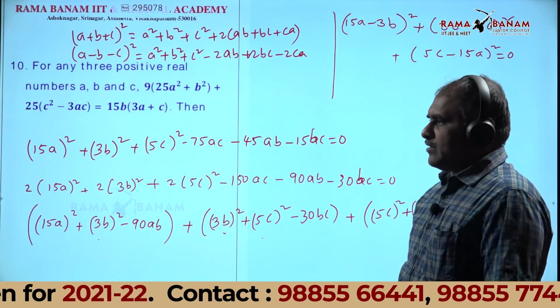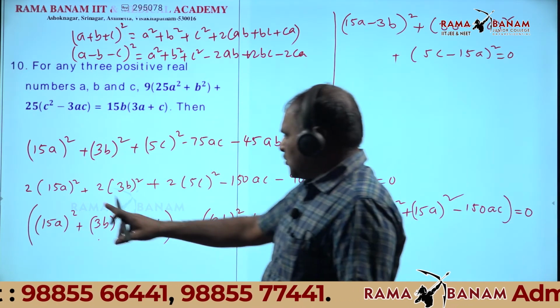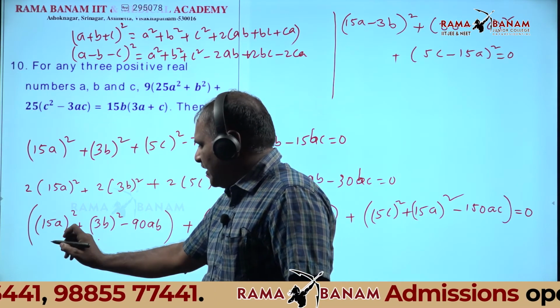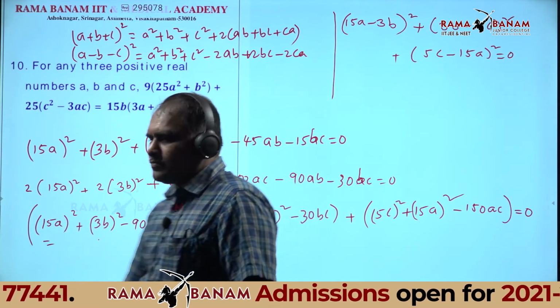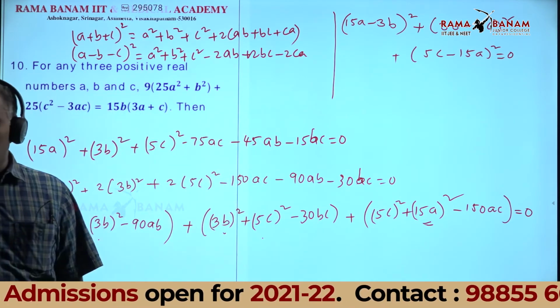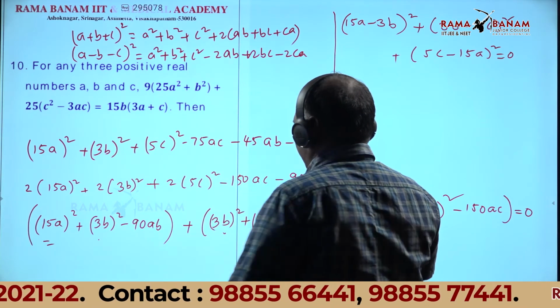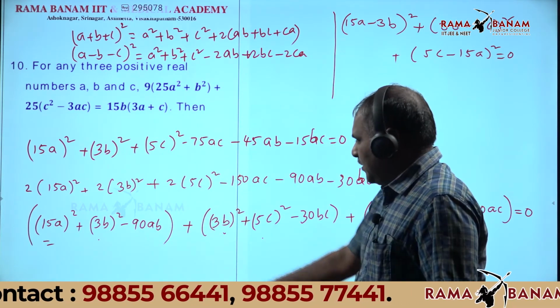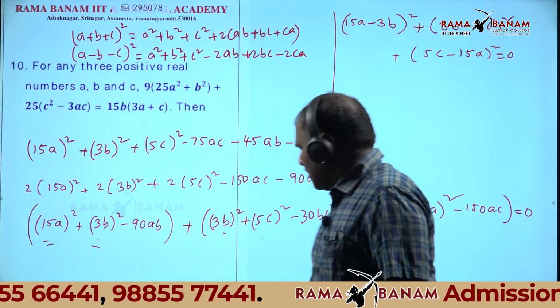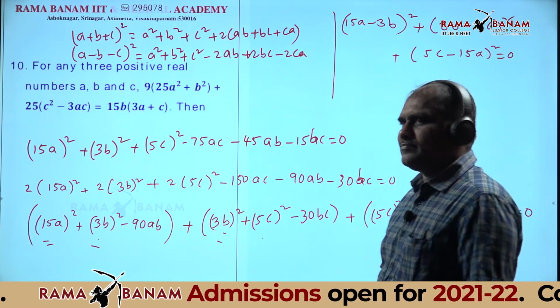Okay. Here 2 into 15A whole square I written and here one more 15A whole square I written. That's why here 2 times I written 3B whole square. Here one term will be there, here is equal to one term will be there. Understood?